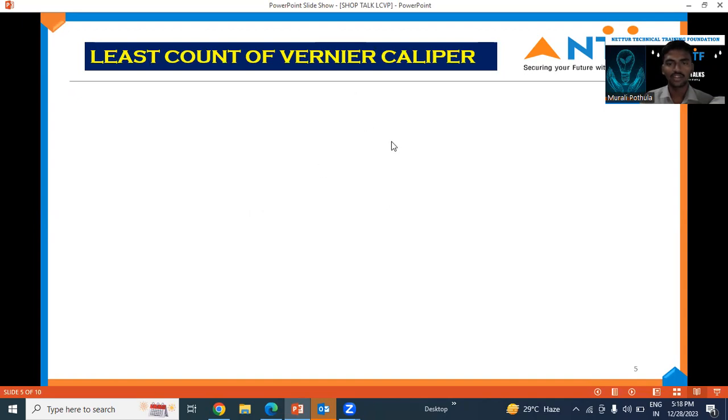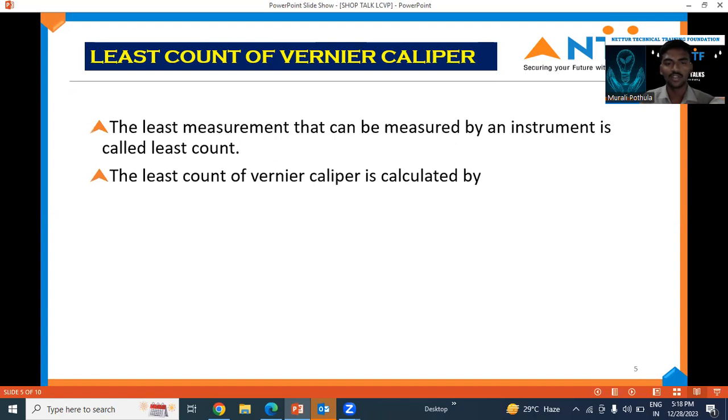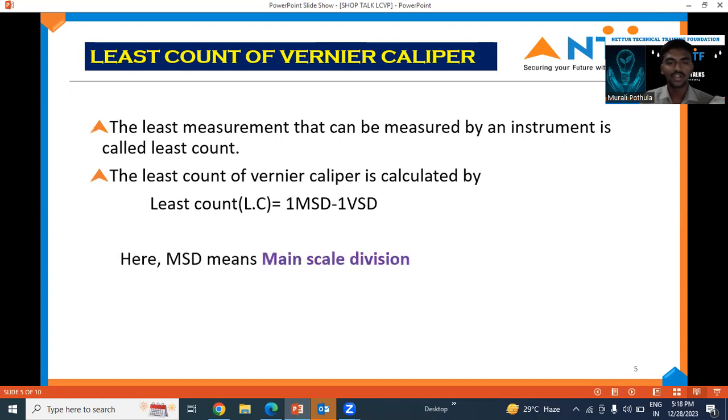Least count of vernier caliper. The least measurement that can be measured by an instrument is called least count. The least count of vernier caliper is calculated by least count LC equal to 1 MSD minus 1 VSD. Here MSD means main scale division, VSD means vernier scale division.